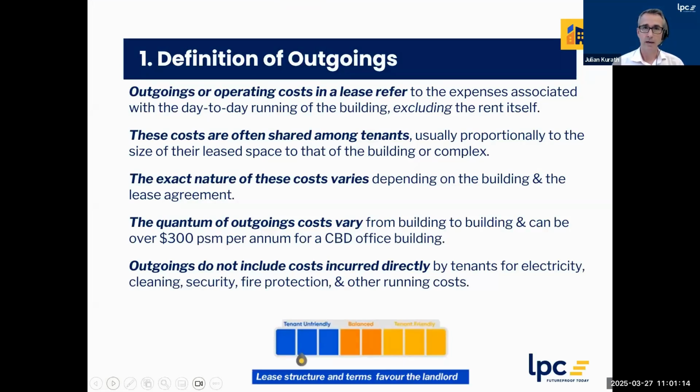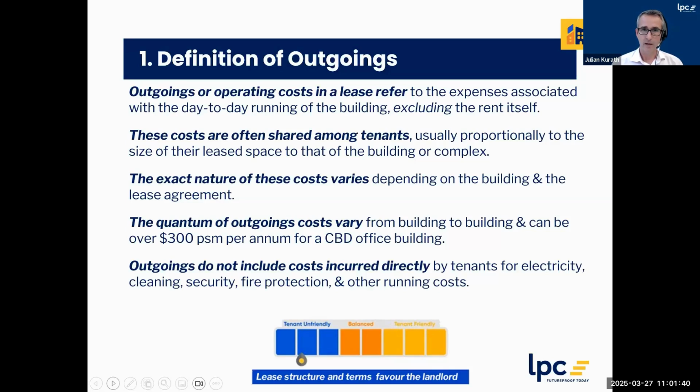Okay, outgoings or operating costs in a lease refer to the expenses associated with the day-to-day running of the building, excluding the rent itself. These costs are often shared among tenants, usually proportionately to the size of the leased space to that of the building or complex. The exact nature of these costs varies depending on the building and the lease agreement.